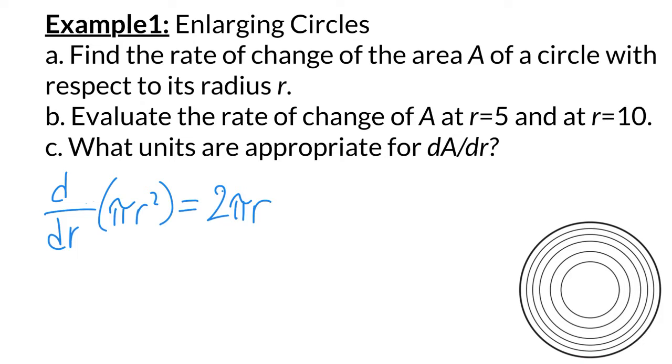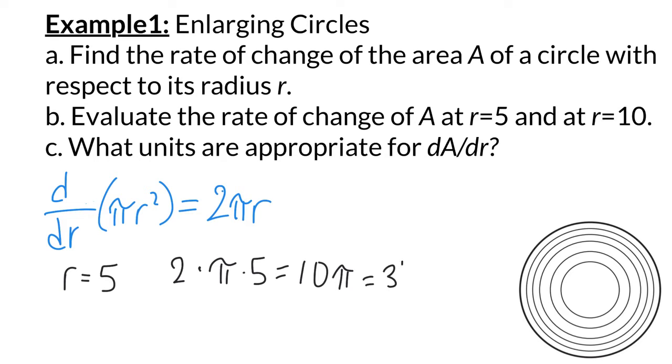Okay, for part B, when the radius is 5, we need to find the rate of change. So radius is 5. We're going to plug that in here. So we know that's going to be 2 times pi times 5, or 10 pi. Usually I leave things in terms of pi, but if I'm working with measurements and I want to have an idea of what exactly 10 pi means, then I'm going to multiply it out and get a decimal form. So 10 pi is approximately 31.42.